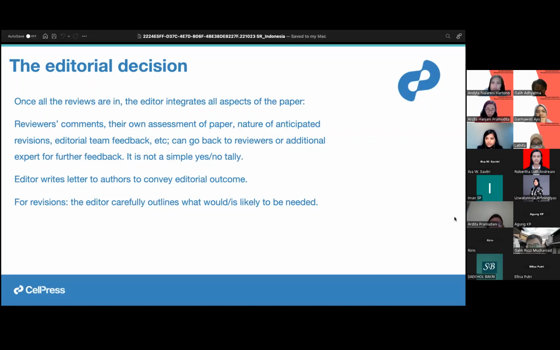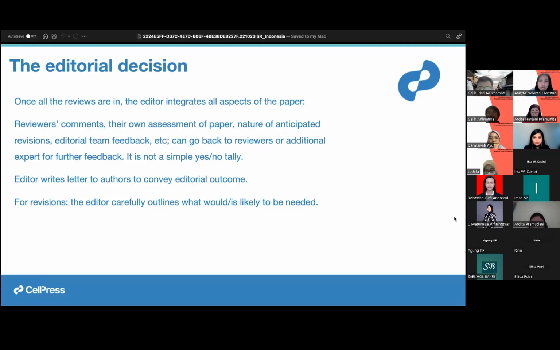Okay, I have a question in the chat, and I'm just going to finish this slide, and then I'm going to answer that question. So I was talking about integrating all of this different information, which we do, and then based on that, we'll write a letter to the authors to provide the outcome, and we'll specify what we want authors to be doing in response to all of these points that have been raised in the review process.